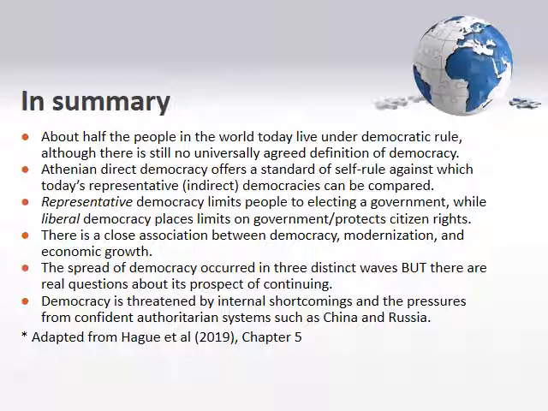Okay, to summarize, about half the people in the world today live in some form of democracy, though there's still no universal definition of what exactly constitutes a democracy. Athenian democracy was a form of direct democracy, and this stands in contrast to much of today's democracies, which are representative, they're indirect. We're selecting people to make our decisions for us, usually through elections. So that's the definition of a representative democracy. Liberal democracy is one that places limits on government and protects citizens' rights and liberties. And so countries like the United States are both a representative and a liberal democracy.